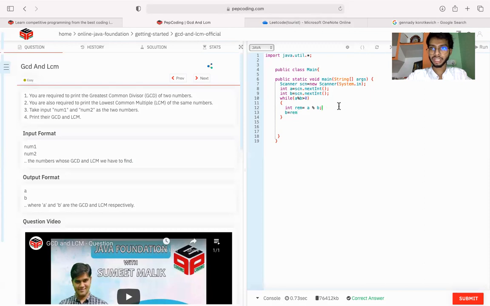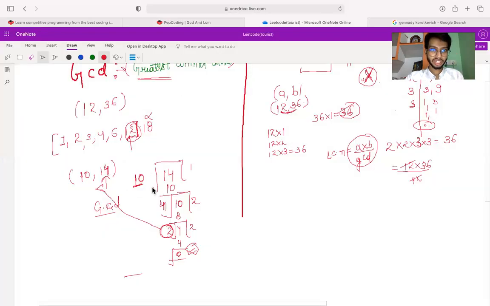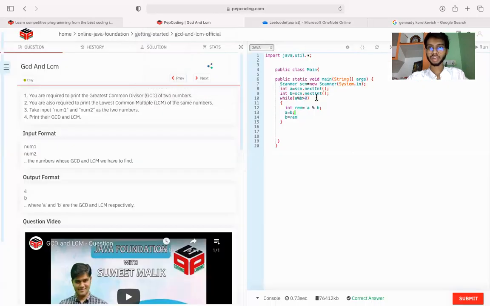Before assigning the remainder to b, I need to first assign a equals b. Your first divisor will become your dividend, as my first divisor was 10 and it is going to become my dividend here. So I'm just going to make this, and after this, here is the 4. So my remainder 4 will become my divisor. So I've done the same thing: b is equal to remainder.